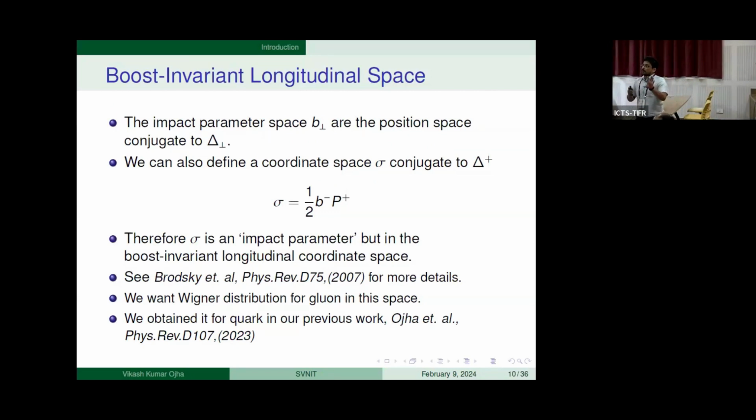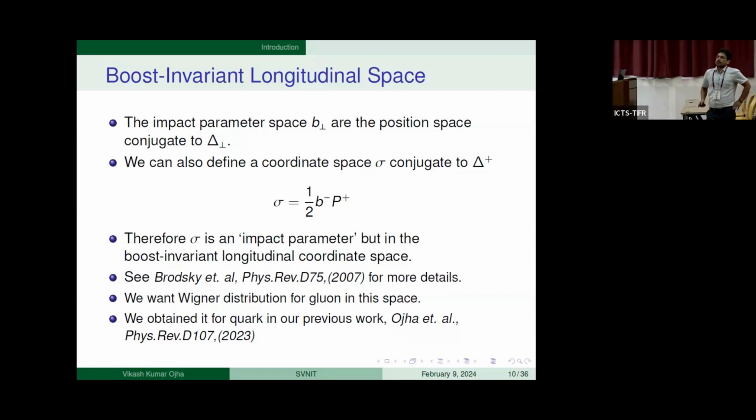So in general, in this scattering process, we define this impact parameter space b⊥, which is generally conjugate to this Δ⊥. And Δ⊥ is the momentum transferred to this target in the transverse direction.